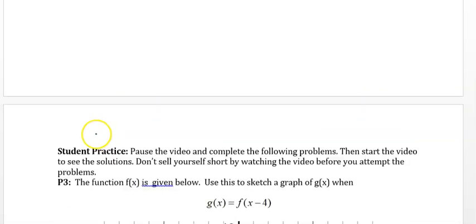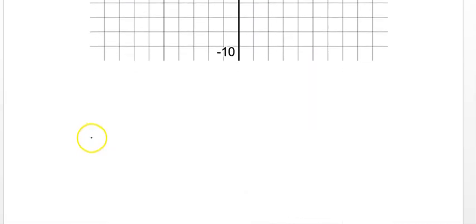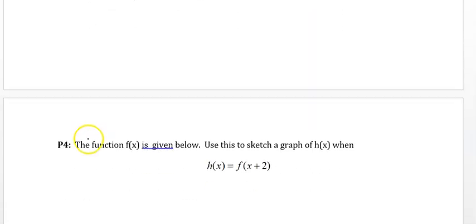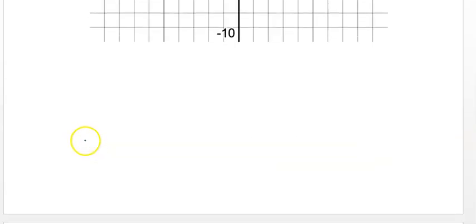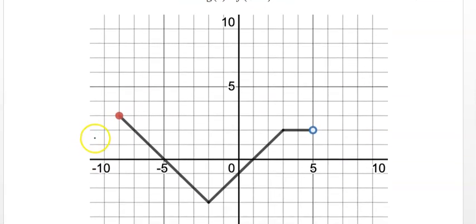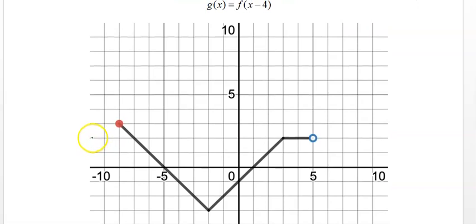There's 2 problems to try. So I'd like you to pause the video and try to graph this one. G of x is f of x minus 4. And then when you're done with that, you can either stop and watch the solution, or you can go on to the next one and then come back and watch both solutions. I'll make a pause between them so you can do them one at a time. So we're going to graph 2 new functions based upon this graph being our original function. Stop the video, try them, and come back.